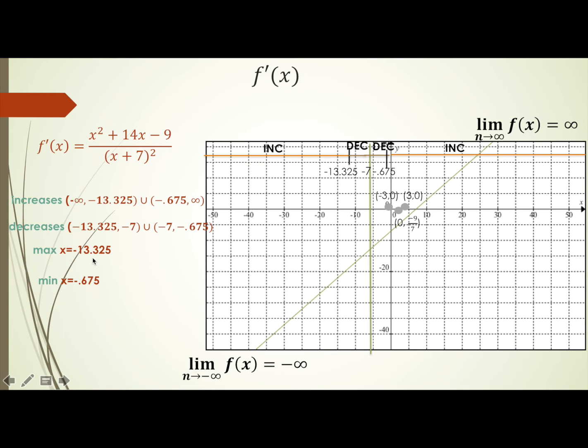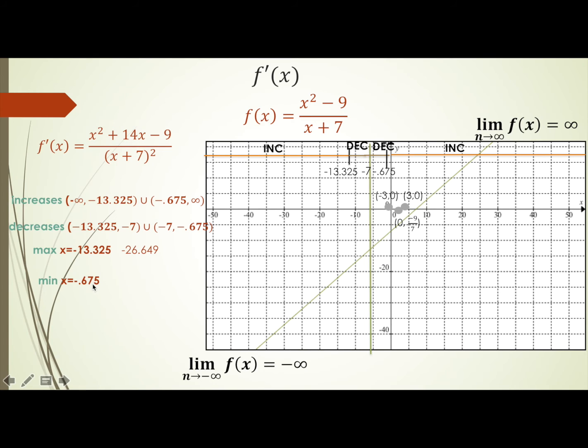We know we have a max at the point x equals negative 13.325, but we need a coordinate point. We have our x value, so we need to find the y. We have to plug this into the original equation, not the derivative. Here's our original again. If we plug in negative 13.325 into the original equation, you get negative 26.649.